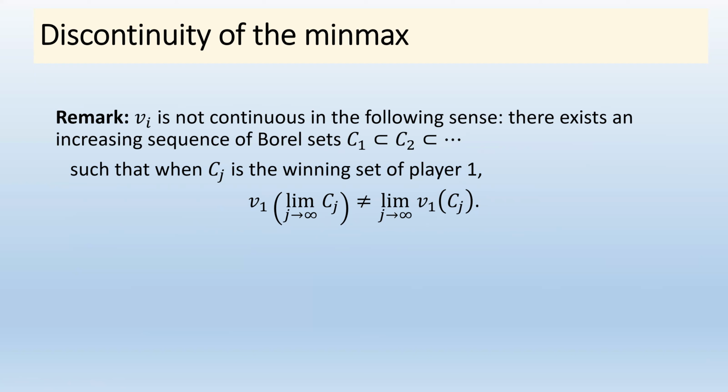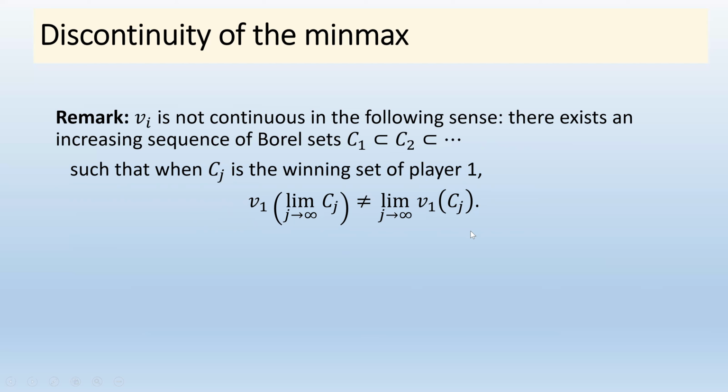The min-max is monotone in the following sense. If we're looking at the min-max of a sequence of increasing sets, then this min-max is non-decreasing. However, it's not continuous in the following sense. There exists an increasing sequence of Borel sets, C1 is a subset of C2, is a subset of C3, and so on, such that when Cj is the winning set of player 1, the min-max of the limit set is not equal to the limit of the min-max. We denote the min-max by V, by small v.